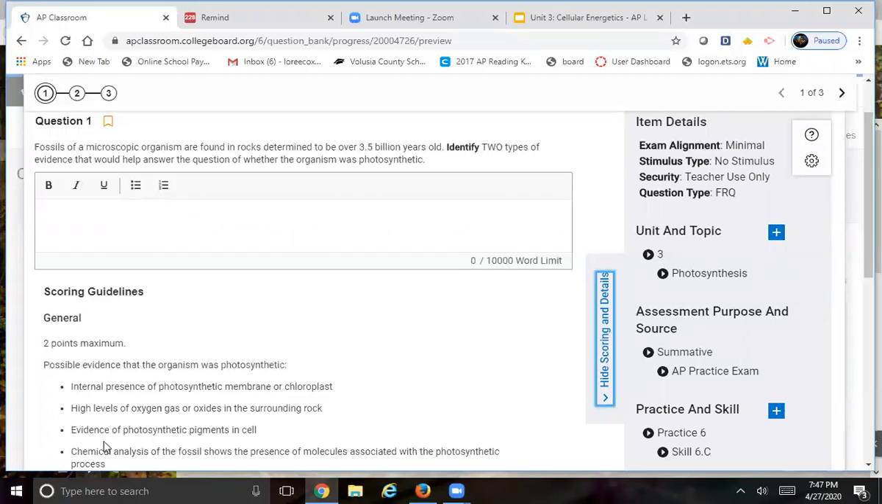If I see words like photosynthetic pigments in your answer, that means that you went straight to the scoring guidelines and wrote what was here. So I'd like to see that you actually know what these pigments are, that they're chlorophyll. Okay, all right, another one.